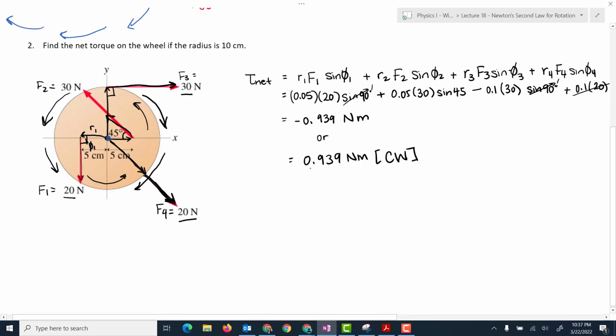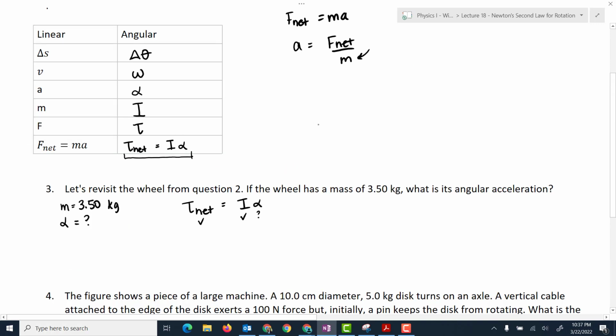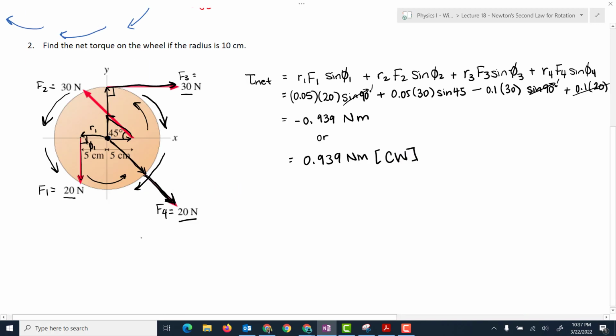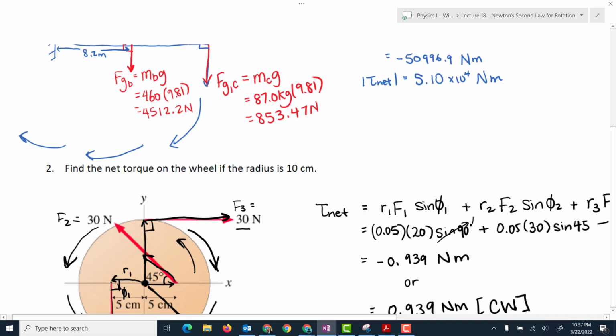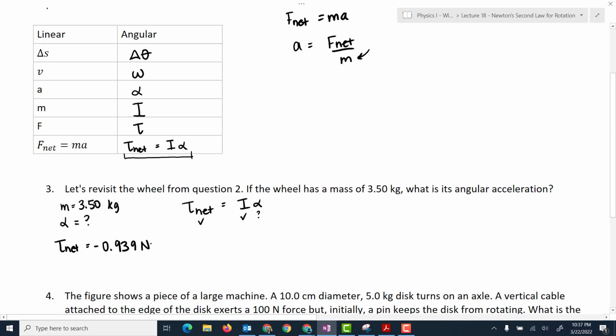Question 2, this negative 0.939, or positive if you say it in the clockwise direction, that is our net torque. So I'll write that down. So our net torque is negative 0.939, and the units for that, if we go back, we can see them, newtons times meters. Okay, so we have Newton meters. Okay, so that's our net torque.